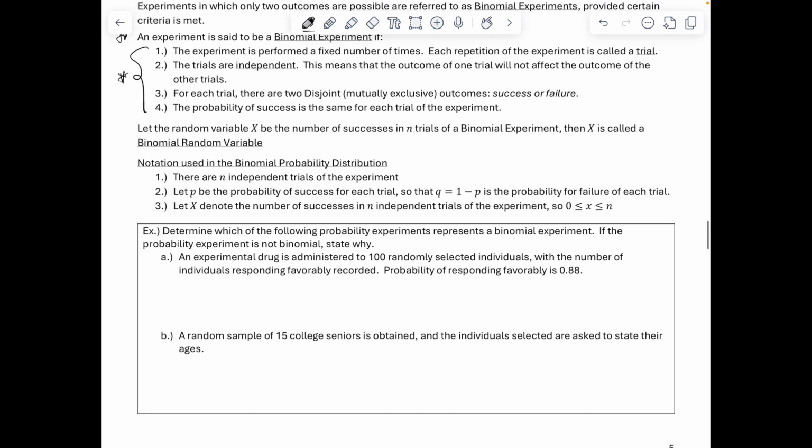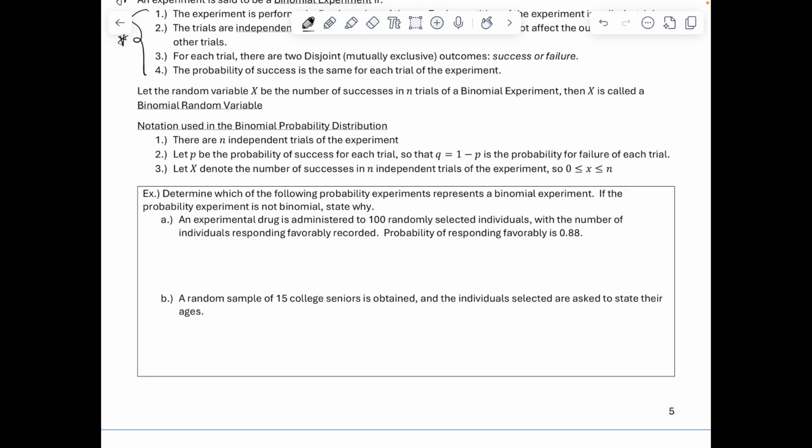Some notation that we're going to be using is that there are n independent trials of an experiment. P is the probability of success for each trial, and Q is equal to 1 minus P, which is the probability of failure for each trial. Let x denote the number of successes in n independent trials. So this means that x is going to be taking on all the values between 0 and n.